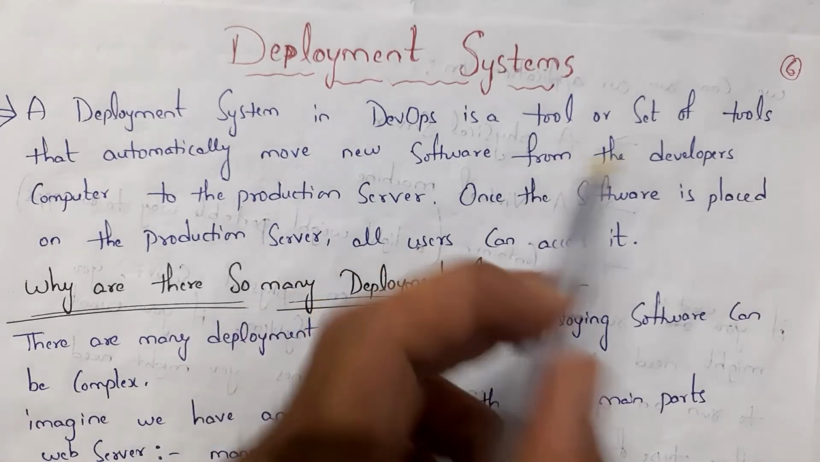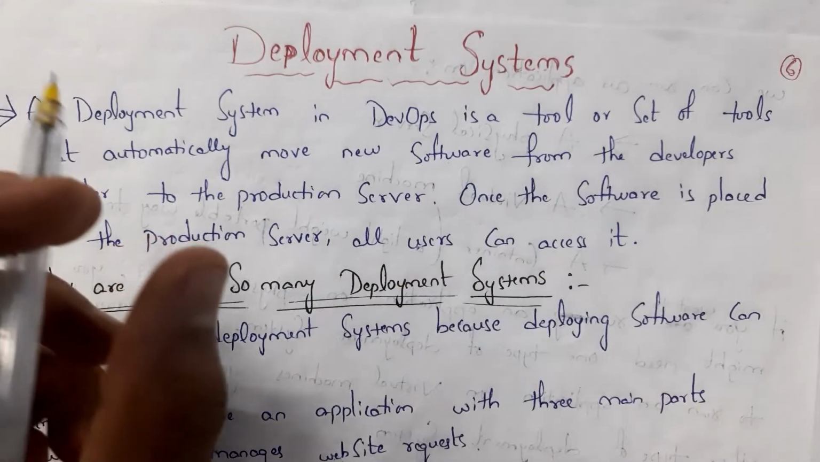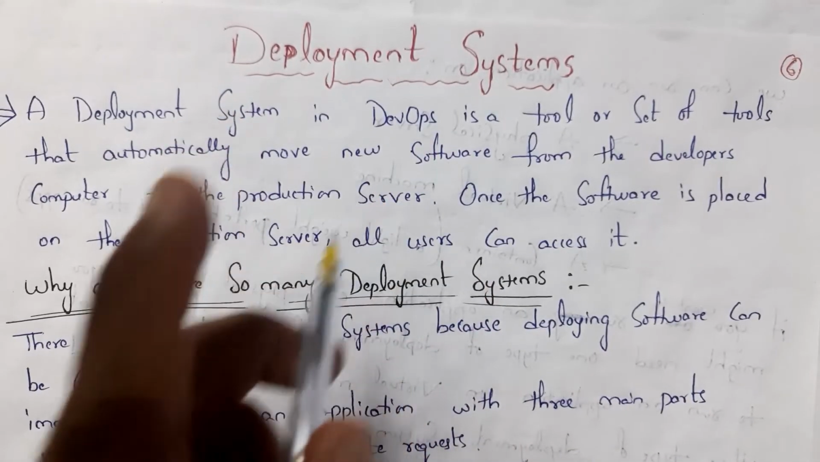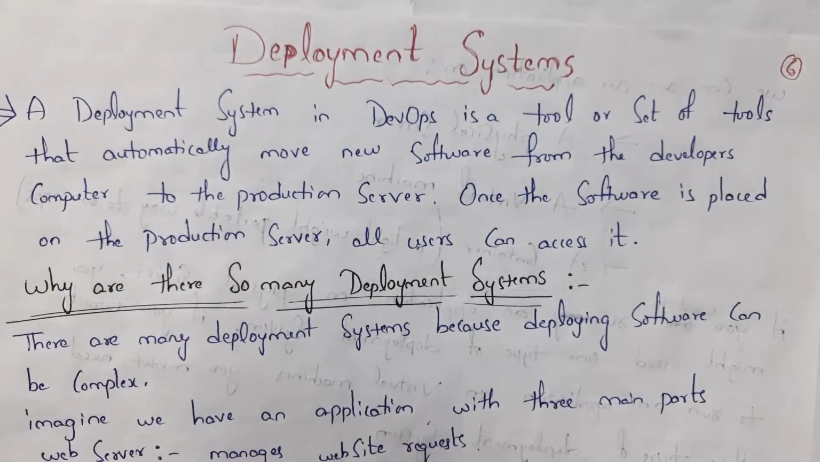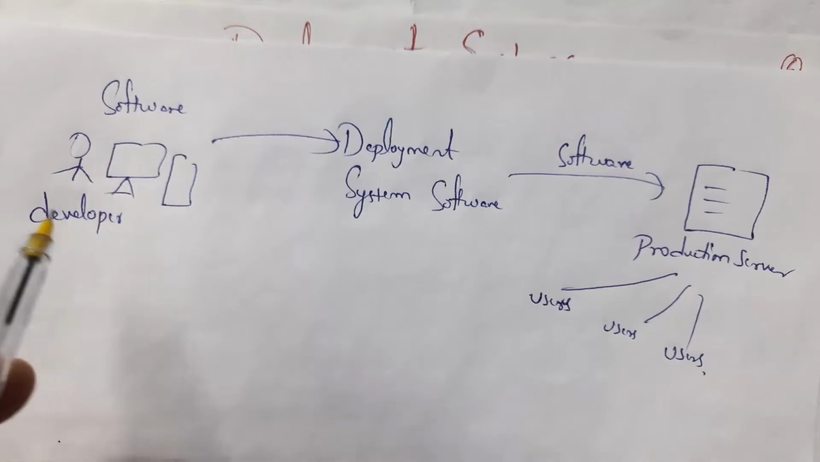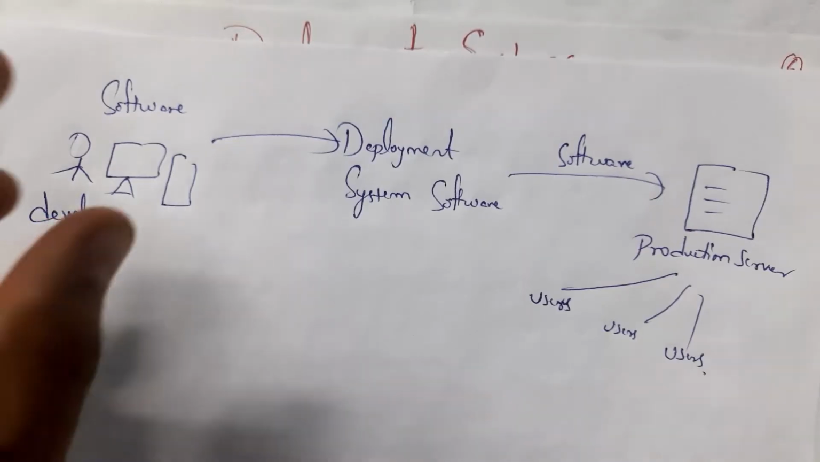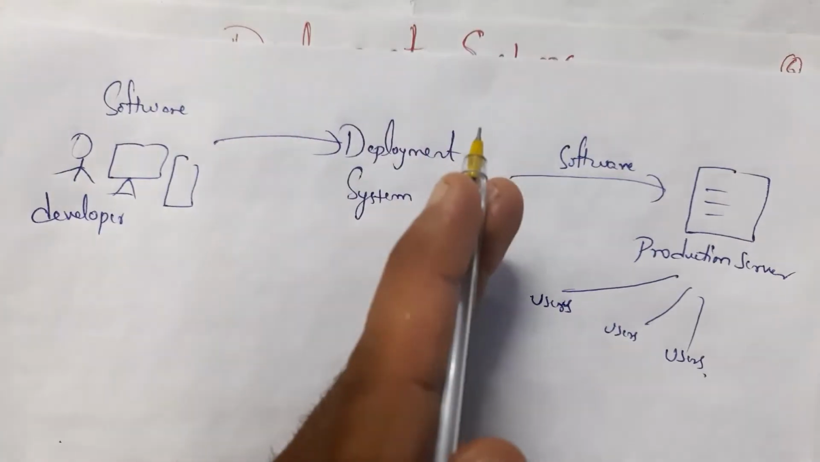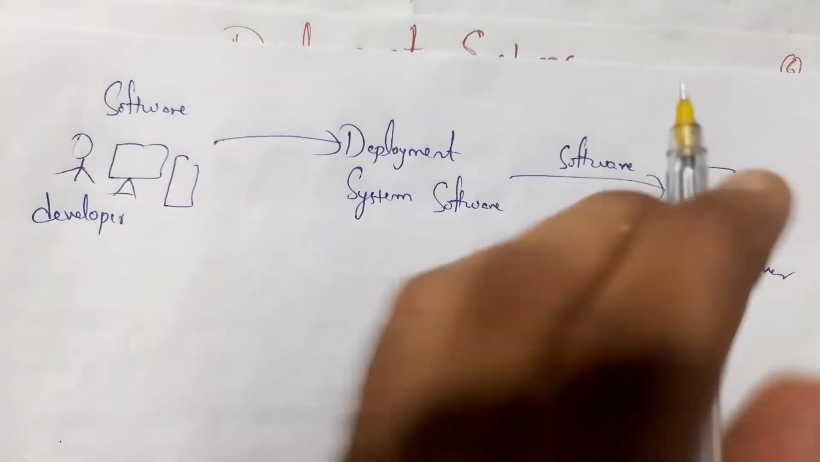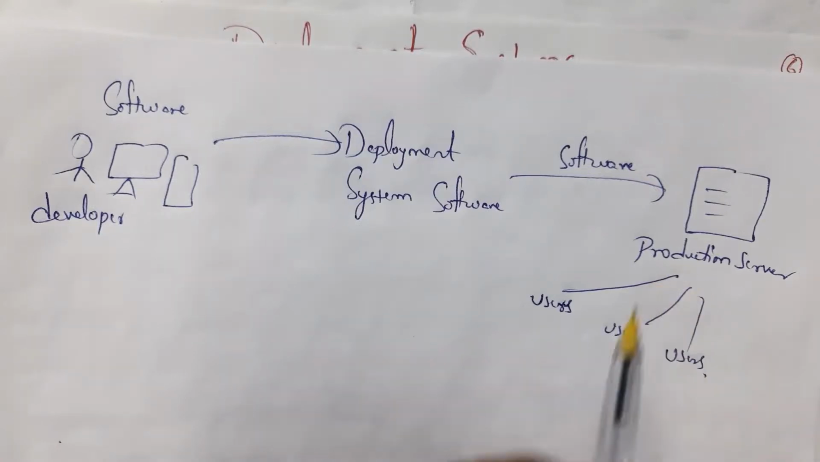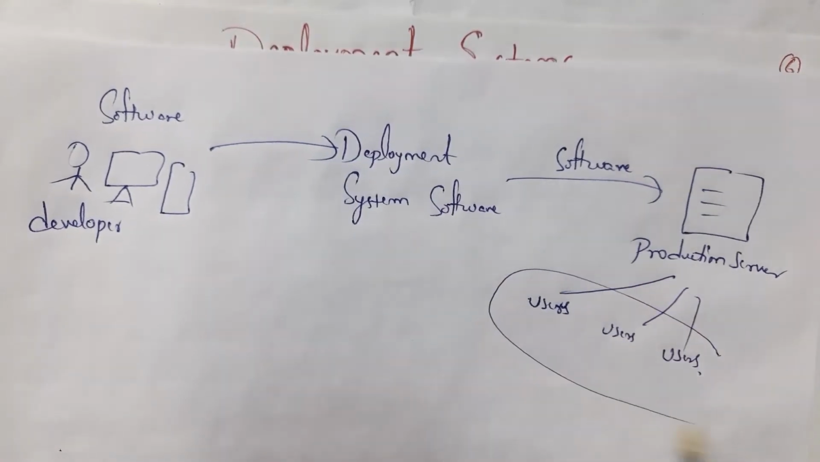Guys, tool and software both are same. So deployment system is nothing but a software. Either it can be single software or multiple softwares. For example, I am a developer. I created software in my system. Now what I want to do is place this software on a server. So by using deployment system software, we can place our software on production server. Once we place our software on production server, all users can access that application.